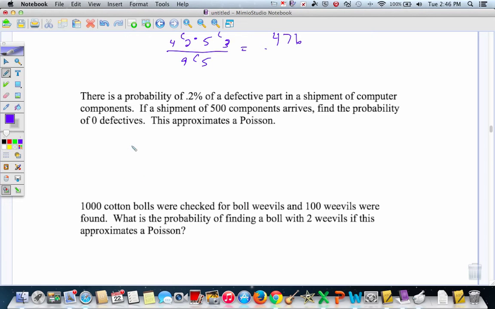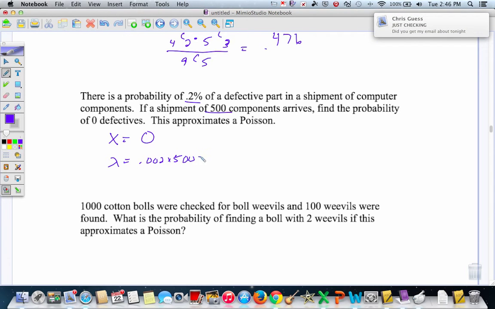There's a probability of 0.2% of a defective part in a shipment of computer components. A shipment of 500 components arrives. Find the probability of 0 defectives. This approximates a Poisson. So Poisson, x and lambda. X is the number we're trying to find the probability of happening, 0. Our lambda goes back to my definition. Definition is a number we would expect to have for our particular sample size.